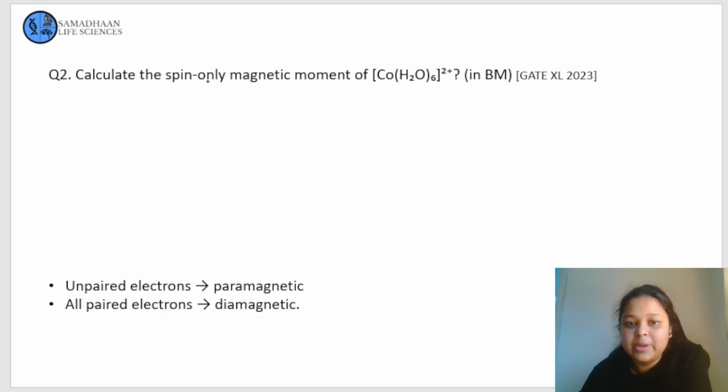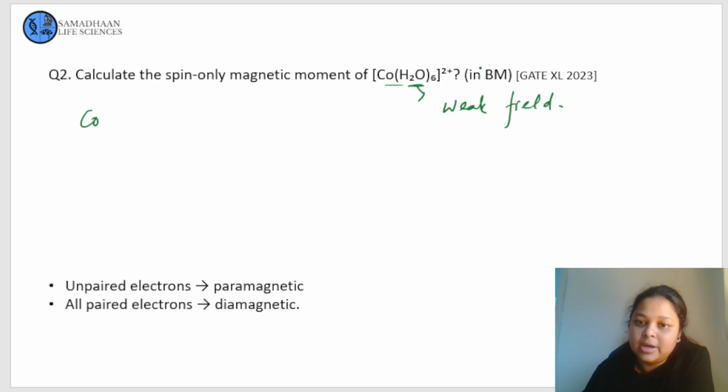Calculate the spin only magnetic moment for this cobalt aqua complex. Again, water is a weak field ligand and cobalt here is 2 plus. So cobalt 2 plus is a d7 system. Let's draw this: Eg and T2g. So 1, 2, 3, 4, 5, then 6, 7.